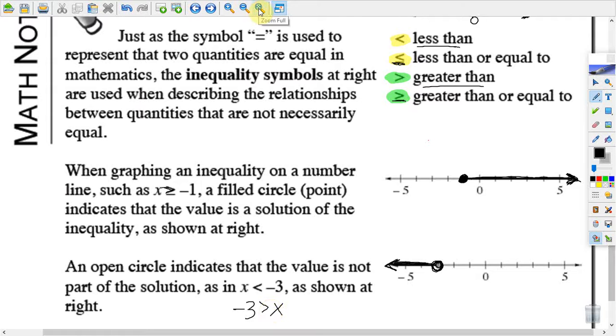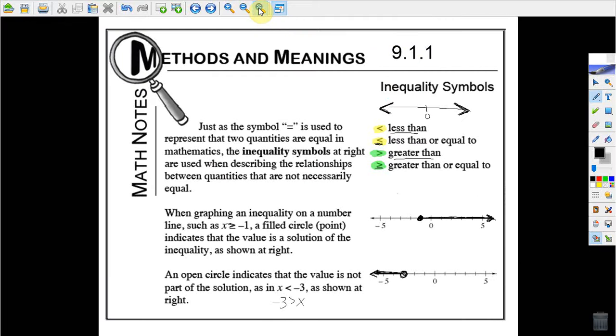Alright guys, hope that was a quick reminder for you of the symbols that we use when we're talking about inequalities.